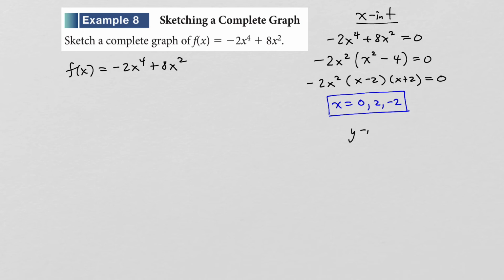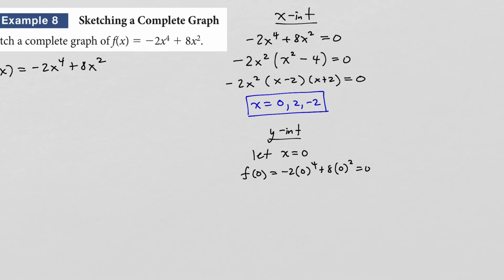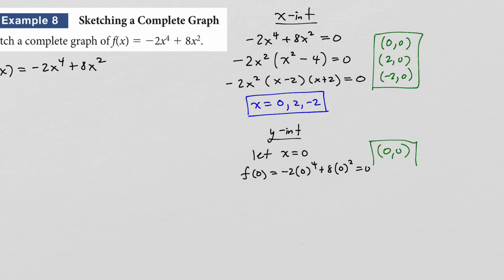To find the y-intercept, we simply let x equal 0. So we do f of 0, which in this case is negative 2 times 0 to the fourth plus 8 times 0 squared, which is 0. And so our y-intercept is 0. So if you're talking about intercepts, remember we should usually be talking about points. So our x-intercepts are (0, 0), (2, 0), and (negative 2, 0). And now we just found out that our y-intercept is also (0, 0). So we have our x and our y-intercepts.